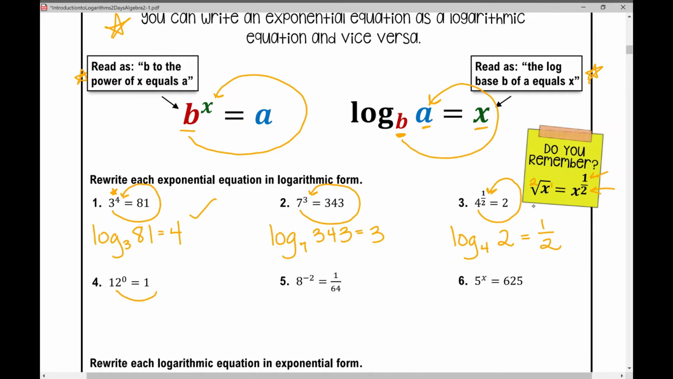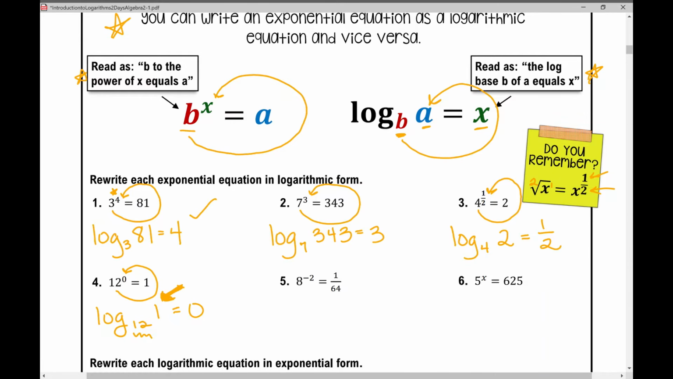So let's move on to number 4. Log base 12 of 1 equals 0. So what does that tell me? Anything raised to the power of 0 is 1. So if the number right here is 1, I know the exponent is going to be 0. Any number raised to the power of 0 is going to be 1.